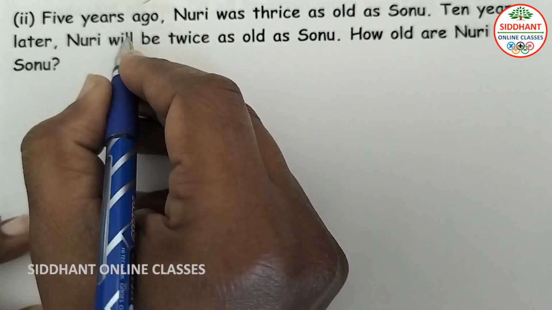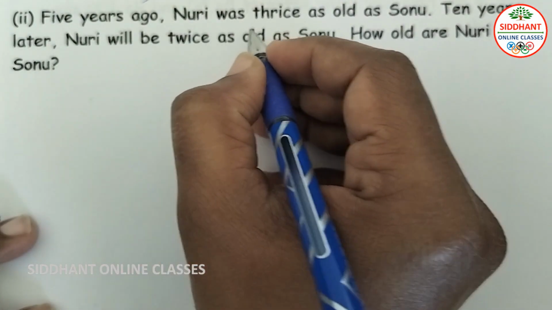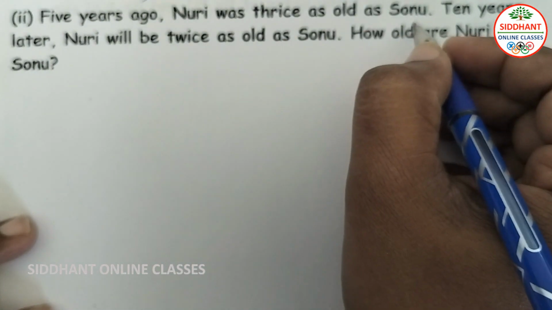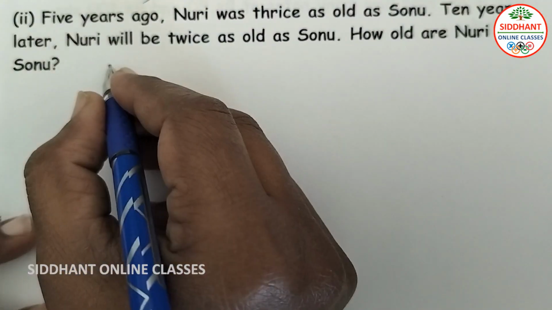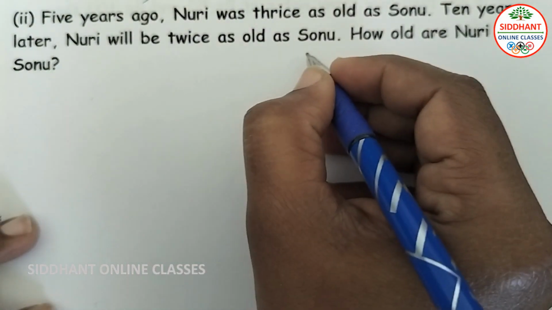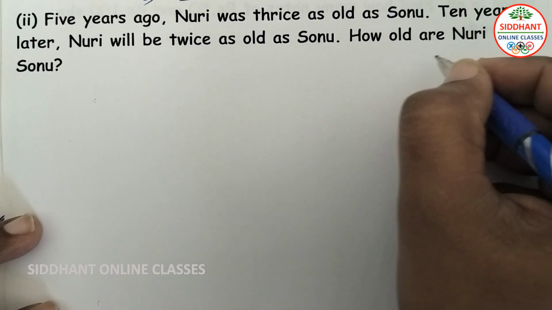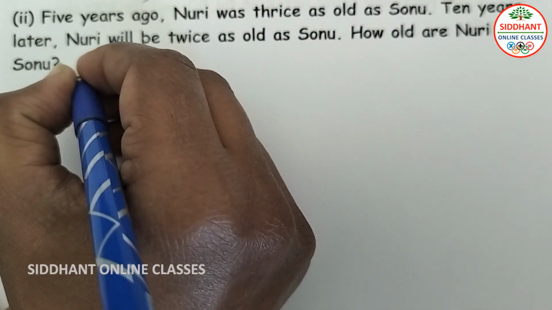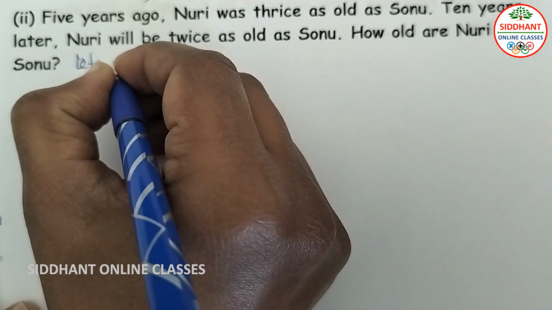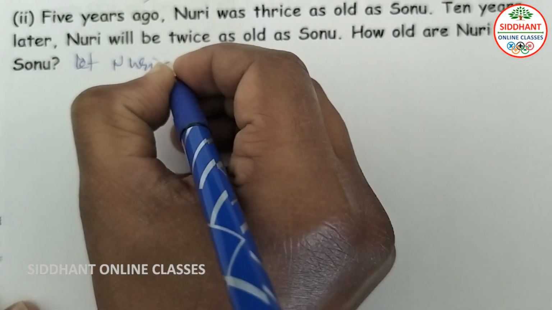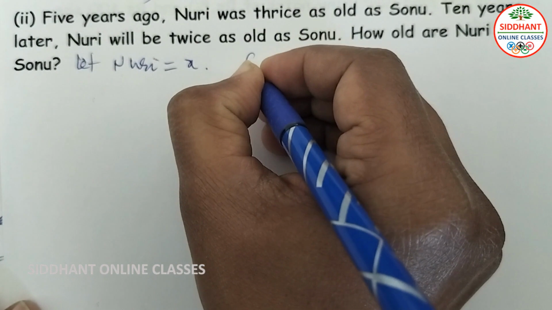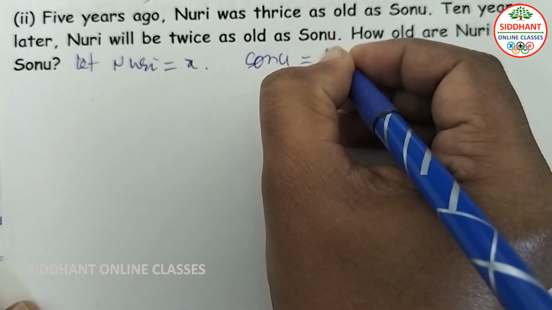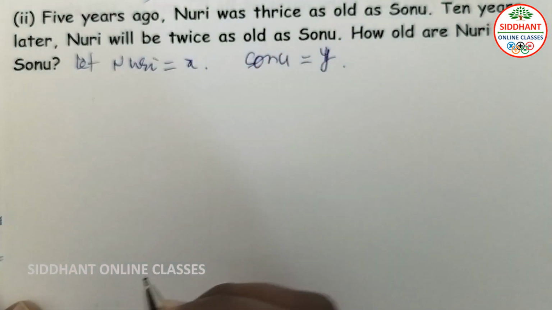Second one, 5 years ago, Nuri was thrice as old as Sonu. 10 years later, Nuri will be twice as old as Sonu. How old are Nuri and Sonu? So let Nuri equal to x and Sonu equal to y here.